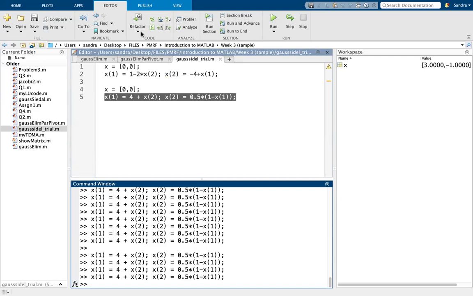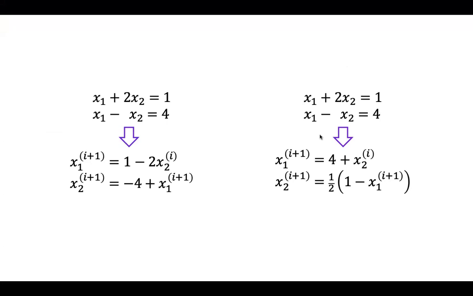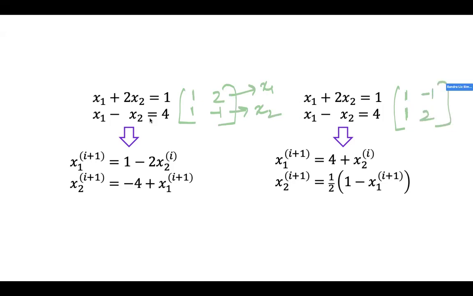One simple way is to rearrange it in such a way that your solution becomes diagonally dominant. If this is your matrix, you can see 1, 2, 1, minus 1. What is your diagonal entry? 1, 2, 1, minus 1. This is your entry, right? From the first one you took x1, and from the second one you took x2. Now you try to make it diagonally dominant. If you exchange these two rows, you get 1, 1, 1, minus 2. Is this diagonally dominant? Because 2 is a large number and it came on the diagonal, right?